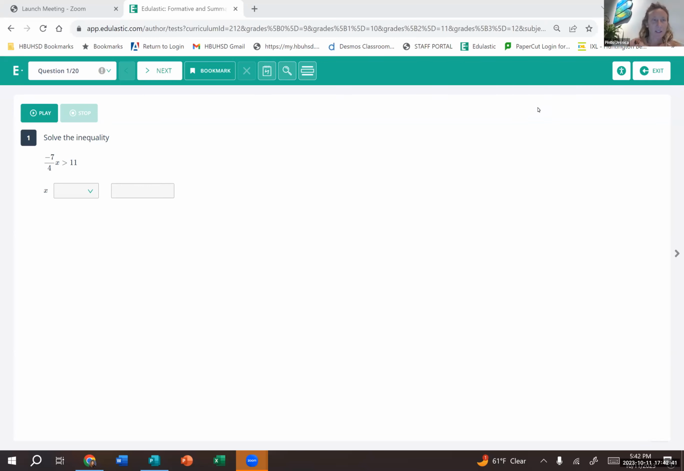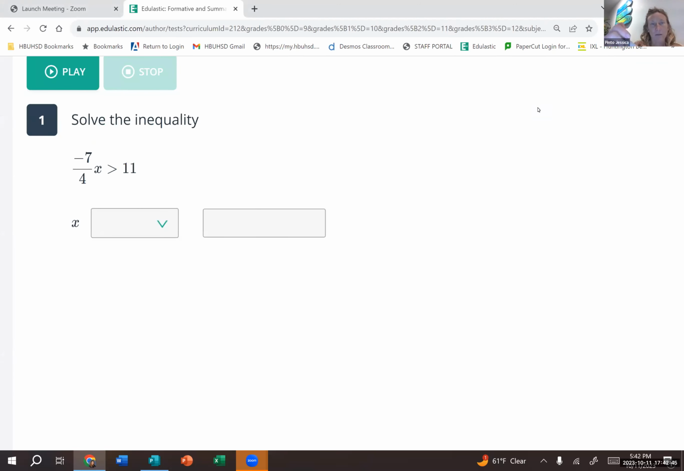All right, you guys, let's get this review done. So I'm looking at question number 1. We did this one in class, but in case you forgot, it's a single inequality. We're going to multiply by the reciprocal. It's going to be 4 over 7.